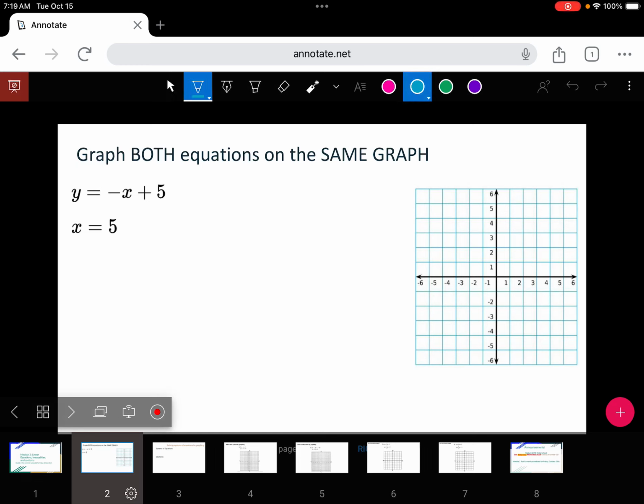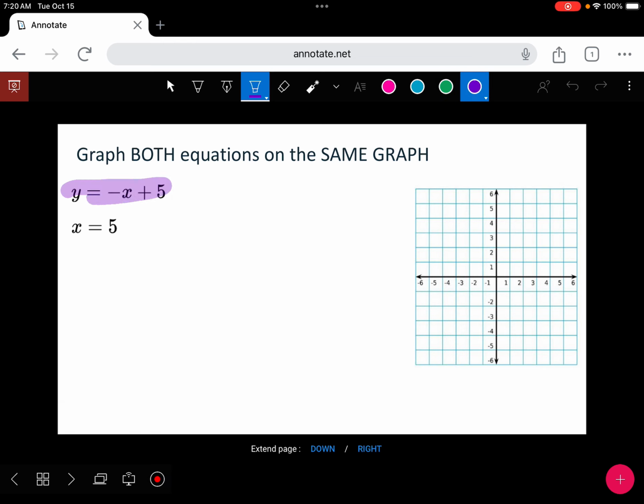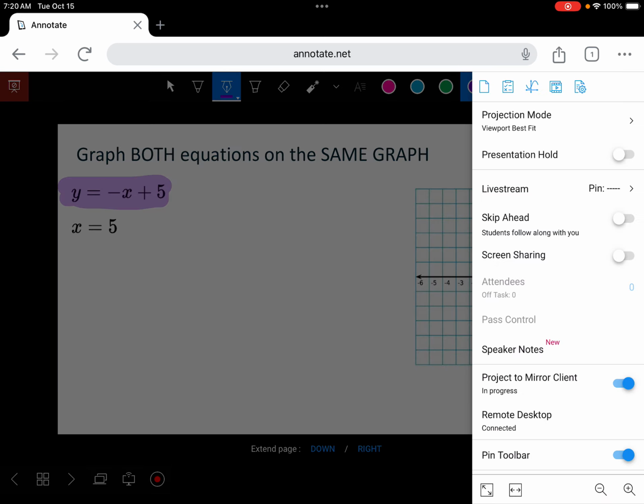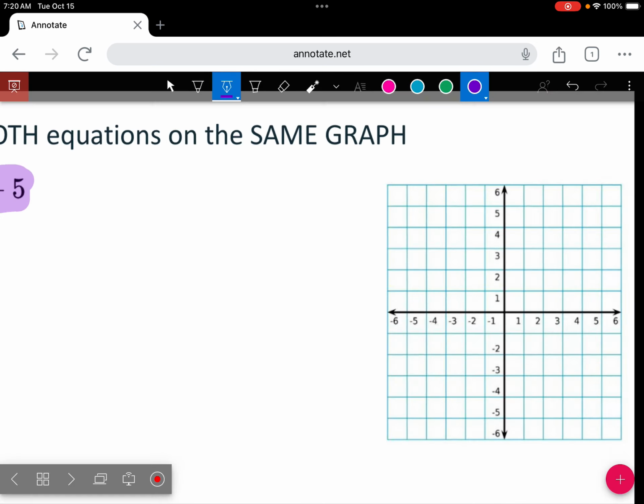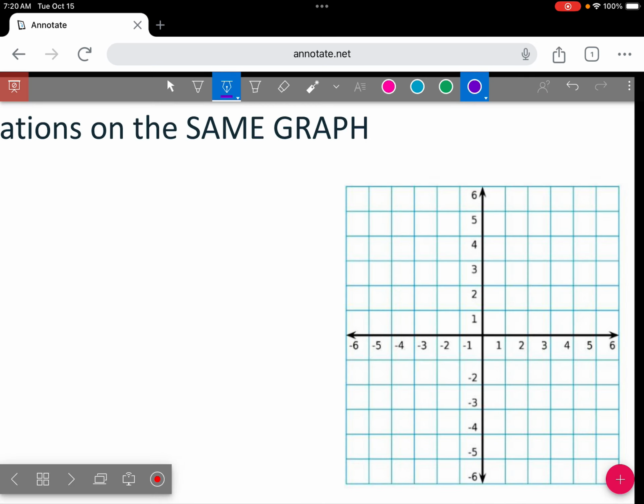So the first one should be easy, hopefully. This one is very much like what we did yesterday. Where are we going to start? 5. Which 5? On the y-axis. Positive 5 on the y-axis, my y-intercept. So starting at the point (0, 5).